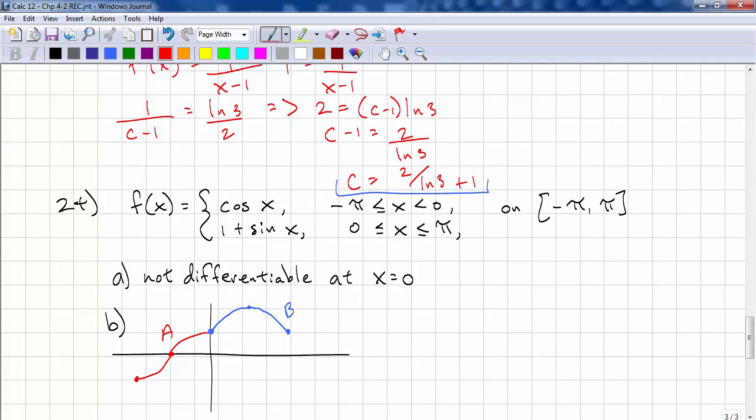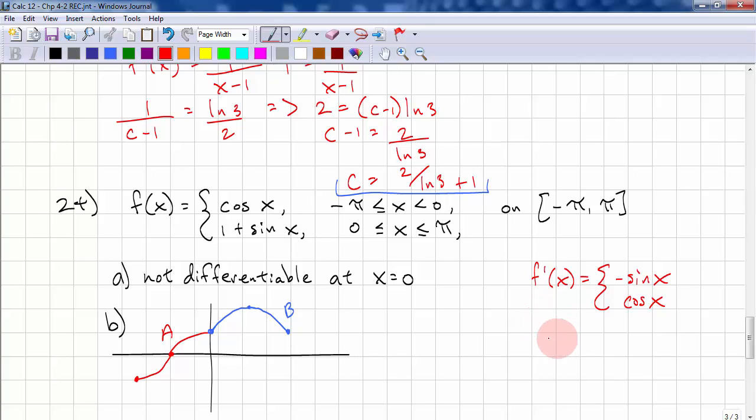Next, we're given a piecewise function, and we're given an interval. So it's not differentiable at the join of the piecewise function. And we can see that here. This has a derivative of 0. This has a derivative of 1. But let's show that. So f prime of x equals derivative of cos is minus sine x, and derivative of 1 plus sine x is cos x.